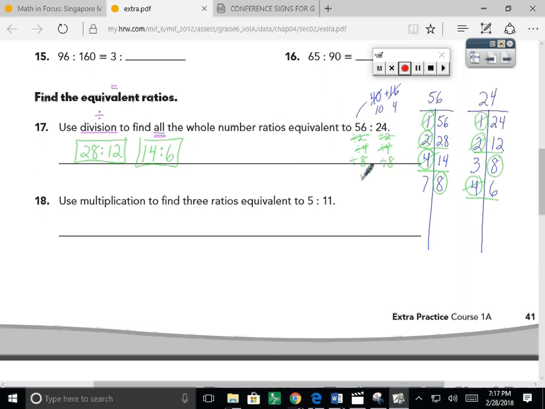How many 8s in 56? Oh, look across from the 8. I notice there's a 7. And if I look across from the 8 on the 24 T-chart, there's a 3. This is kind of a funny spot to put that answer, so I'm going to write it over here instead.